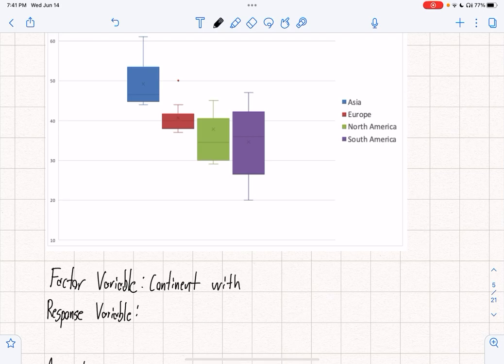with C equal to 4 levels. 4 levels because we have 4 continents, right? 1, 2, 3, 4.